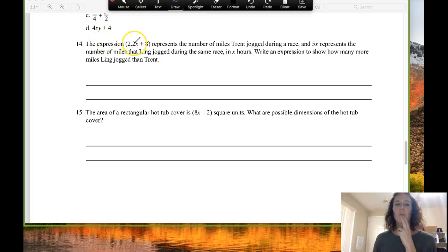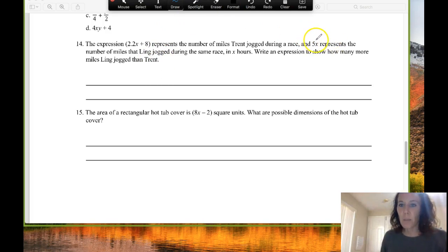14, the expression 2.2x plus 8 represents the number of miles Trent jogged during a race. So he jogged this many miles, where x is in hours, okay? And 5x represents the number of miles that Ling jogged during the race. So if x represents the number of hours, if she jogged for 5 hours, she would have gone 5 times 5, which is 25 miles, okay? Write an expression to show how many more miles Ling jogged than Trent.